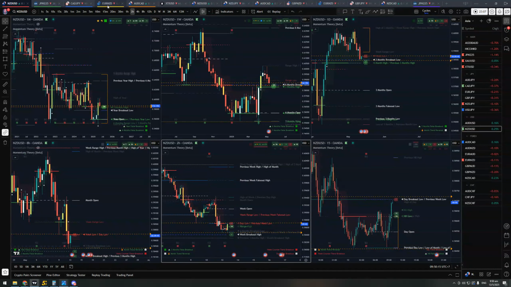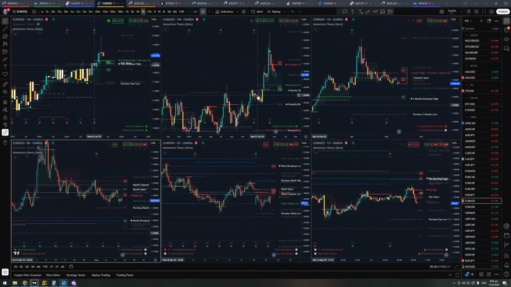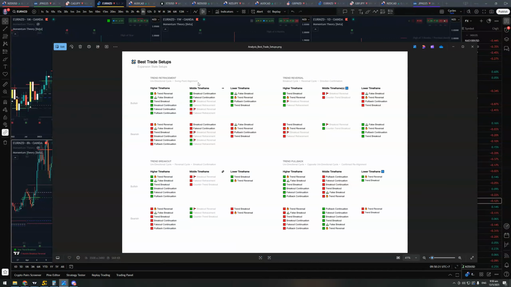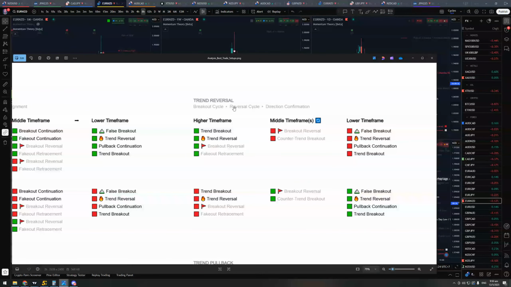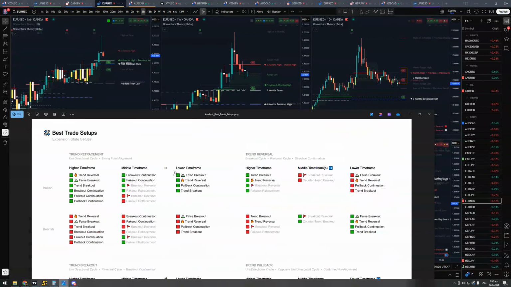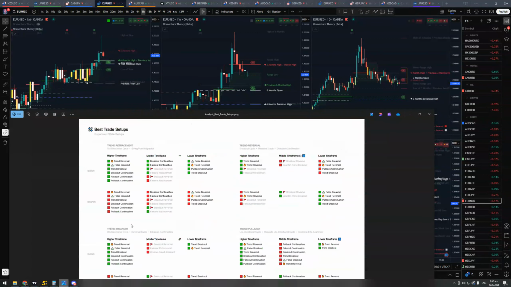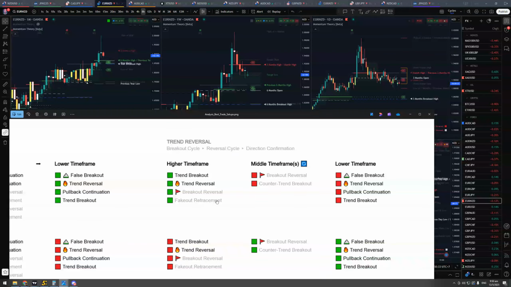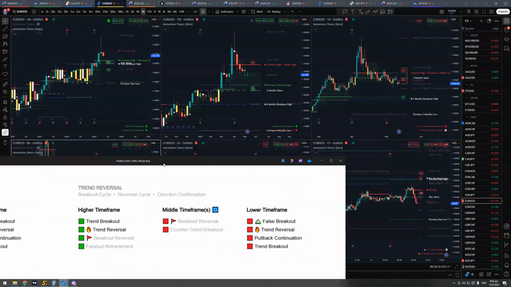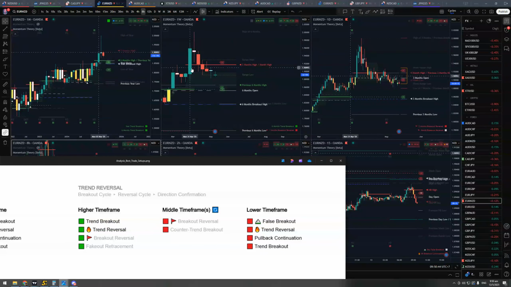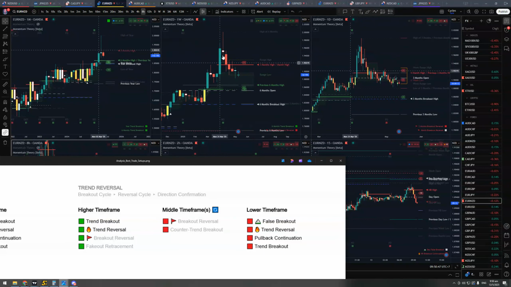Okay, so going back to that Euro NZD, this actually is a setup for me, but it's not really easy to see. So these are my best trade setups. This is a trend reversal trade. Right now, I'm basically just trading trend retracements, but I also have reversals, breakouts, and pullback trades. For trend reversals, I want the higher time frame to be in a trend breakout or a trend reversal, basically a strong bullish move. And we do have one here on the 6 months, which is a trend breakout, breaking out of that previous 6-month high.